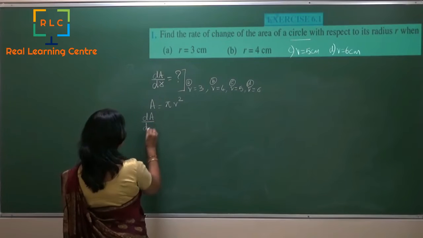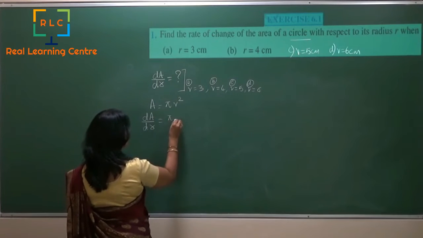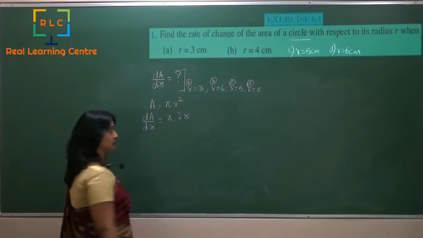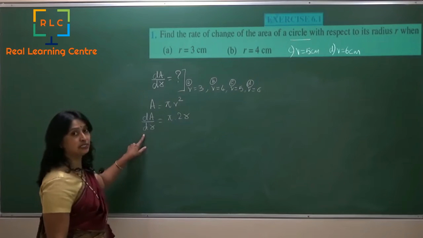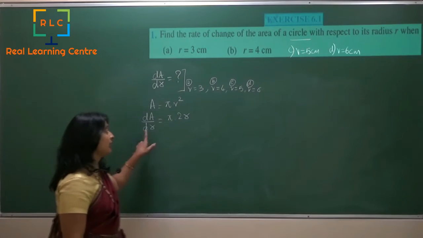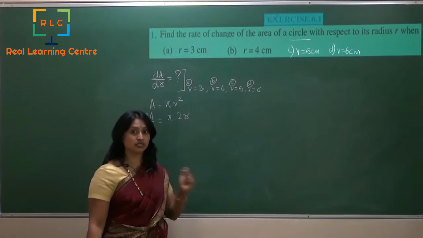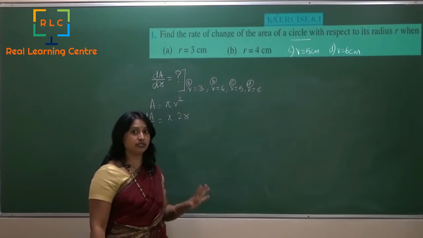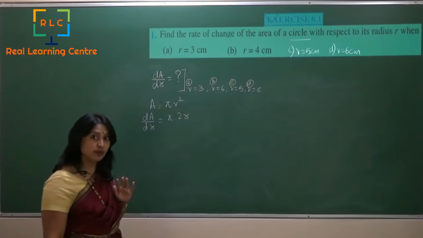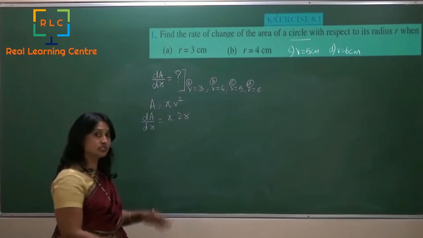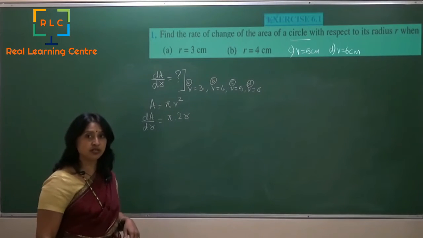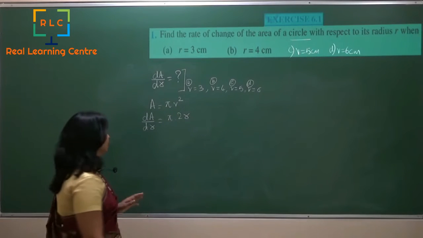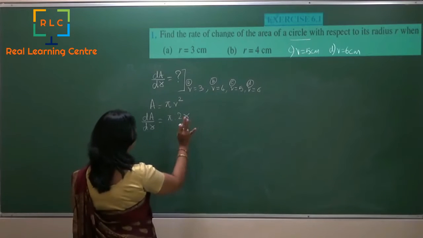So dA by dr is equal to pi into 2r. That's it. If it is with respect to time, I should write dA by dt. Area will be changing as well as radius will be changing with respect to time, so I should have written dr by dt. But now I am not writing it, because we are finding out the rate only with respect to what? The change in the radius. So it is dA by dr, 2 pi r is the differentiation.